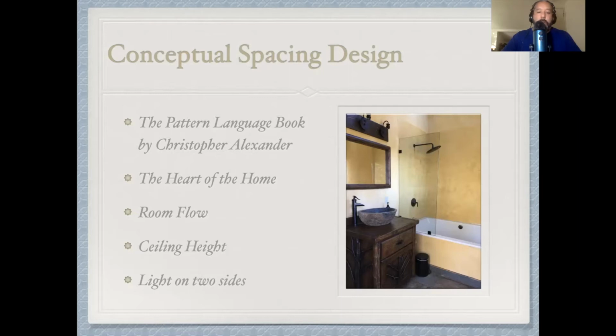The book also talks about using light on two sides. So ideally, if you have a room, it would have windows on opposite locations or on either side of, if you're in a corner. So you want to have light in two sides of the room coming in.